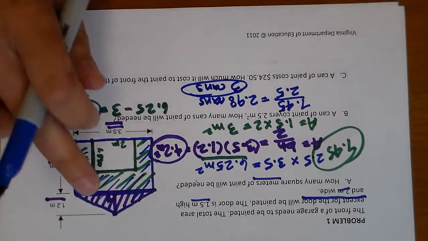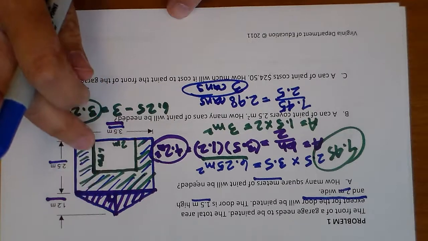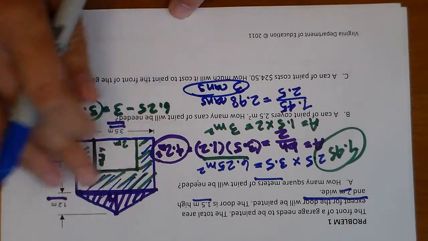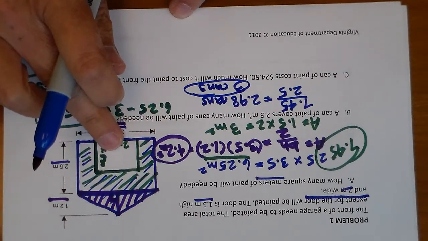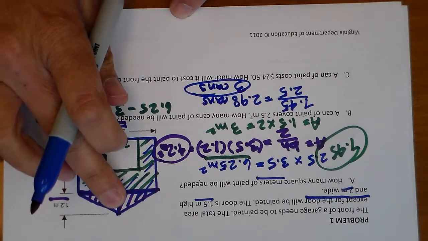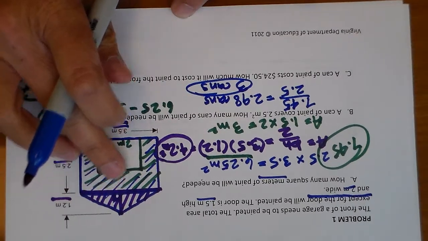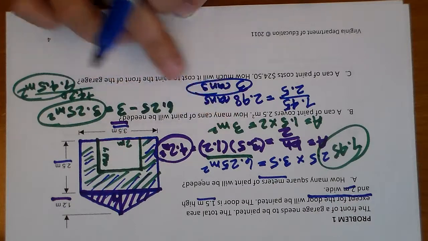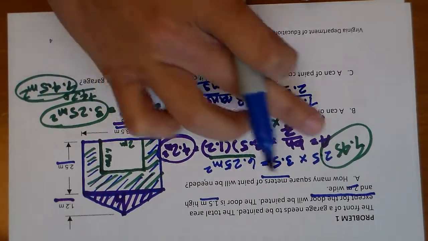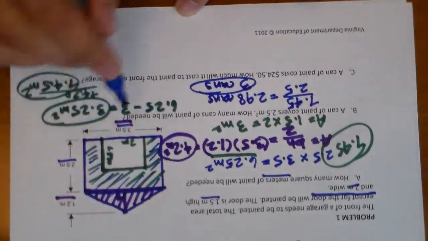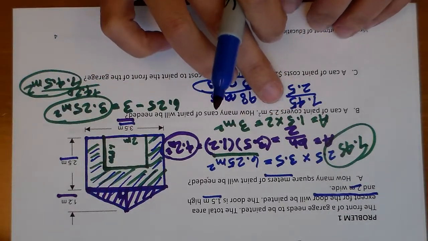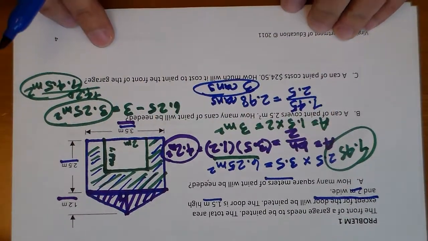So again, we found the area of the triangular region, we found the area of the rectangular region, the whole thing, subtracted out the door, and then we combined the triangle and what was left of the rectangle, and we got 7.45, which is how much paint we're going to need. And then each can covers 2.5, so we divided by 2.5.